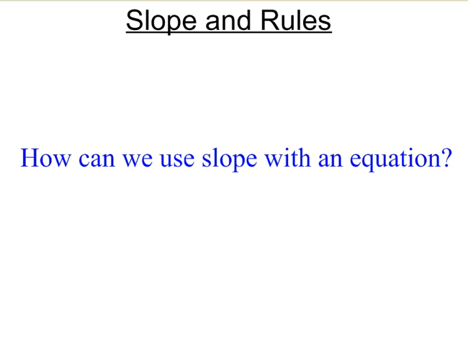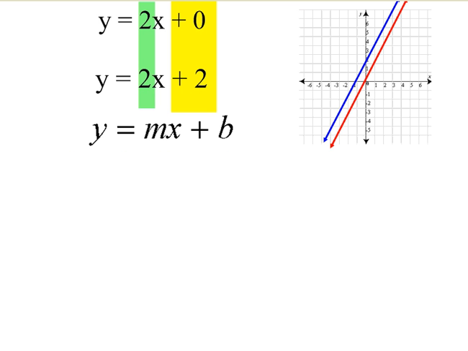Slope and rules. How can we use slope with an equation? Well, let's think about the rules that we've written so far. When we've taken a look at a couple of lines here, one is the red and the blue, represented by these two equations up here, and you'll see one without any numbers in it written down below. This is called the slope-intercept form of an equation.